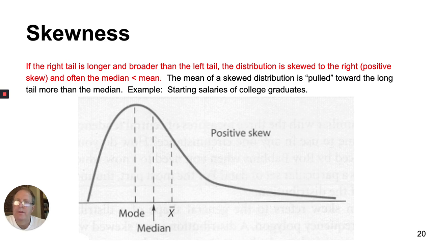If the right tail is longer and broader than the left tail, we say that the distribution is skewed to the right, or positively skewed, and the median is less than the mean. Another way of describing it is saying that the mean of the skewed distribution is pulled toward the long tail more than the median. An example would be starting salaries of college graduates. Salaries tend to be right skewed.